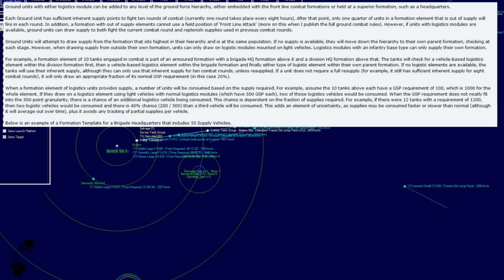When the GSP requirement does not neatly fit into the 500 point granularity, there is a chance of an additional logistics vehicle being consumed. This chance is dependent on the fraction of supplies required. For example, if there were 12 tanks with a requirement of 1200, then 2 logistics vehicles will be consumed and there is a 40% chance that a third vehicle will be consumed. This adds an element of uncertainty, as supplies may be consumed faster or slower than normal, although it will average out over time, plus it avoids any tracking of partial supplies per vehicle.